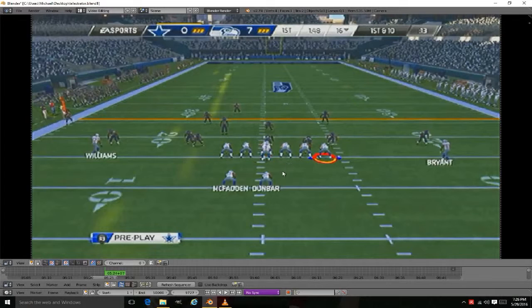Okay, welcome to series number 3, play number 1. I'm down by 7 now after he just scored that touchdown. I have the ball on my 16 with the 1st and 10, obviously. So we're going to look at what I'm running here. I'm running a sweep play.